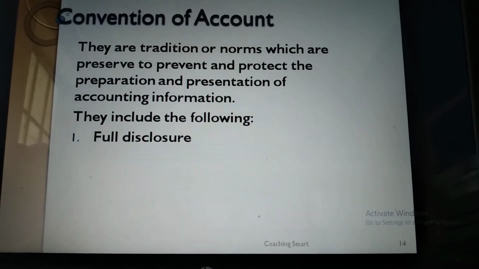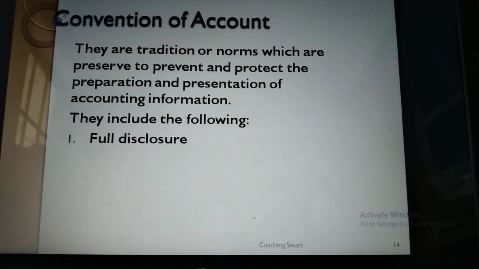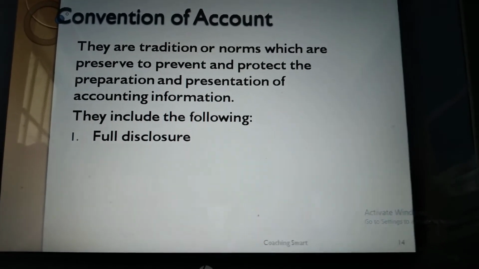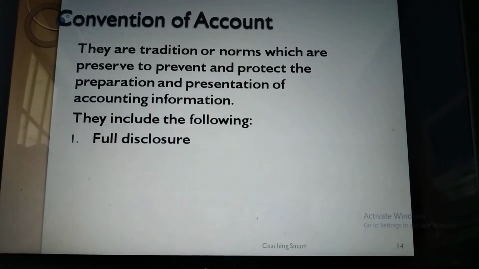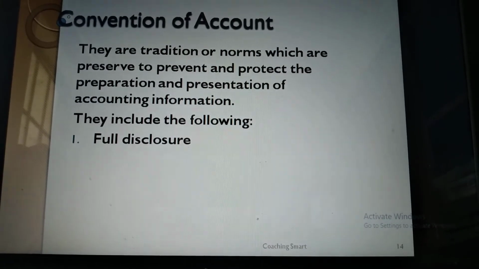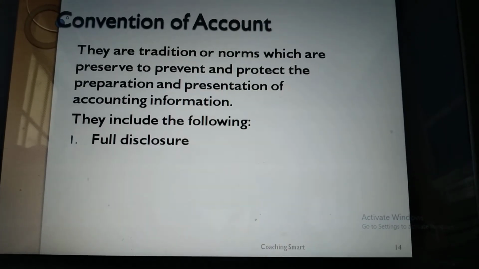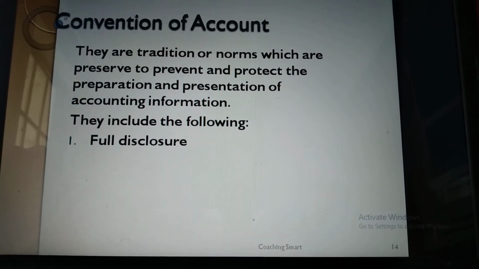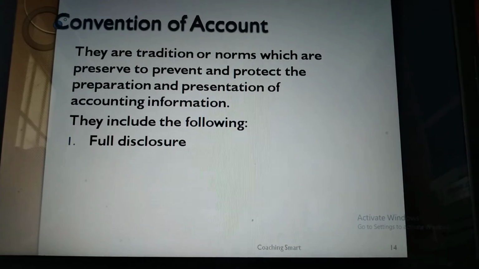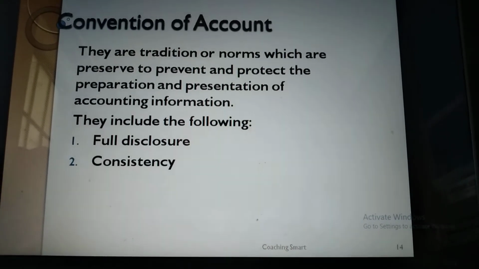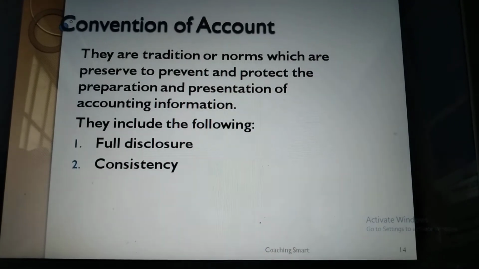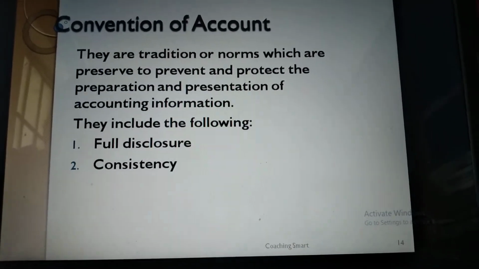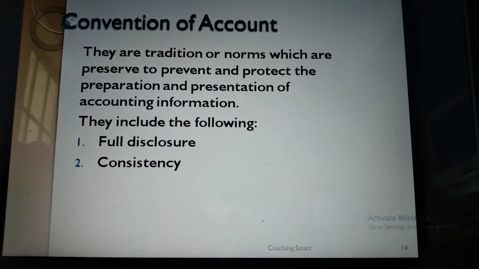1, full disclosure convention. Now, what do you mean by full disclosure convention? Full disclosure convention states that all business transactions must be clearly disclosed. Number 2, consistent convention. Under this convention, business transactions must be recorded in a consistent manner.